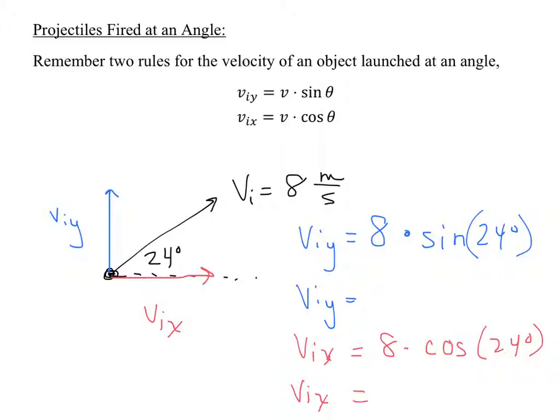So what do we get for VIY when you type in 8, Josh, times the sine of 24? 3.25. All right? And I saw Marianne. Marianne, can you give me the VIX?